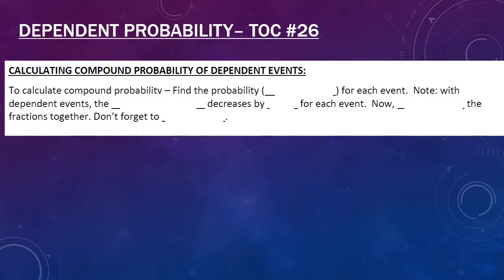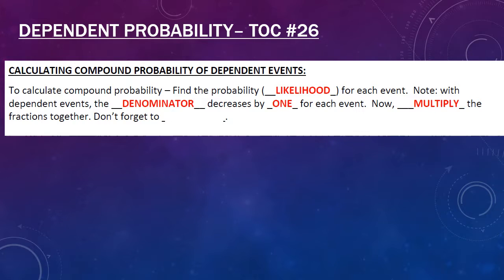When you're calculating compound probability with dependent events, it's important, A, that you recognize that it's dependent, meaning that the outcome of the first event will change the outcome of the second event. But it's the same process as independent. You find the likelihood for each event, and notice that with dependent events, this is important, the denominator decreases by 1 for each event. That means the denominator, the bottom number, is going down. In the cookie example in the previous slide, we saw that there were 10 cookies, I ate 1, and then we were down to 9. So it goes down by 1.